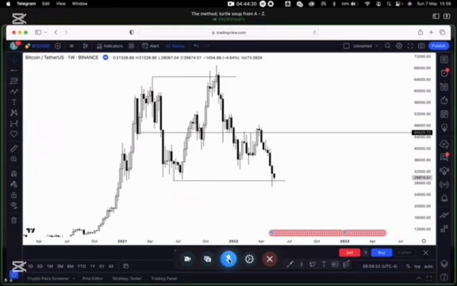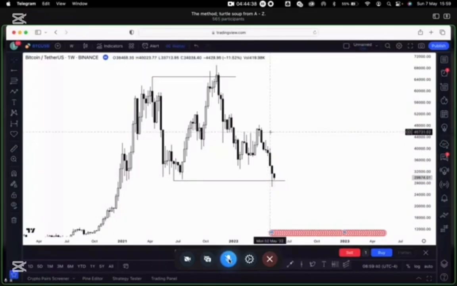Do you see Bitcoin at the range low? Yes. That's all that matters, is you know that accumulation, manipulation, distribution. This is a classic range play.